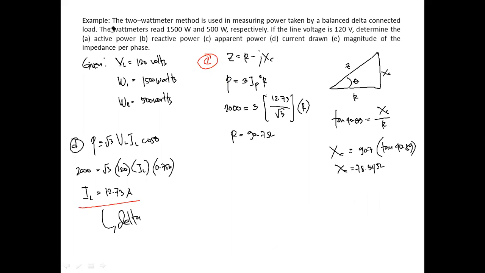Such that the impedance would be Z, that's 90.7 minus j78.54, in ohms. So this is for example number 1, which is for a balanced three-phase load.